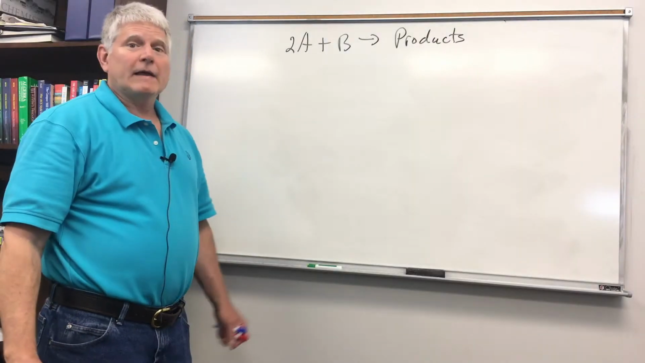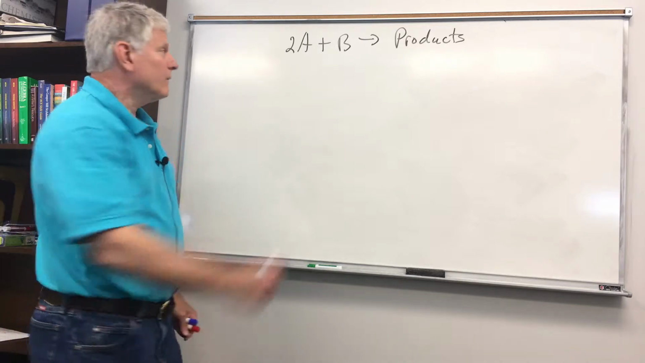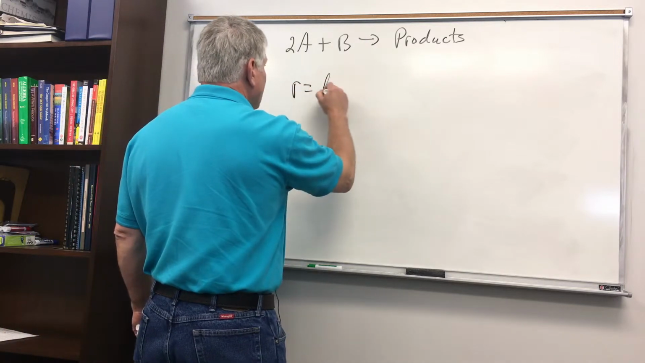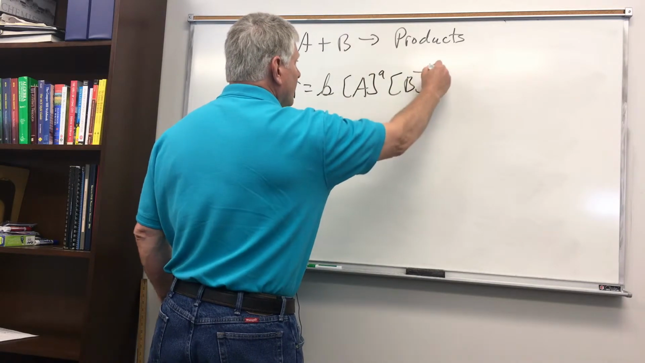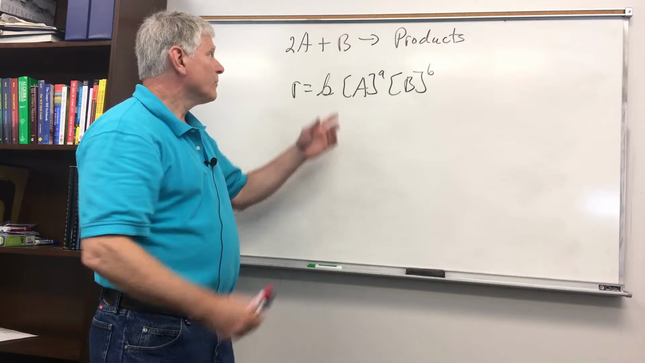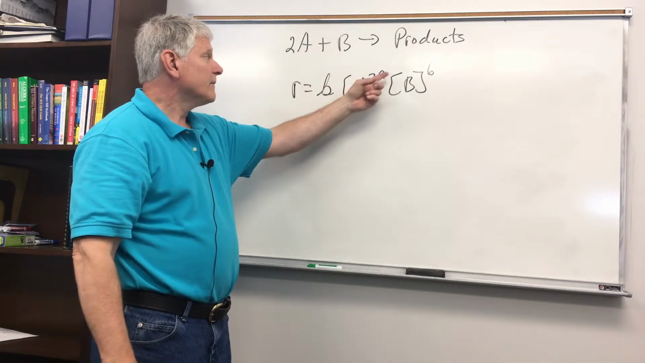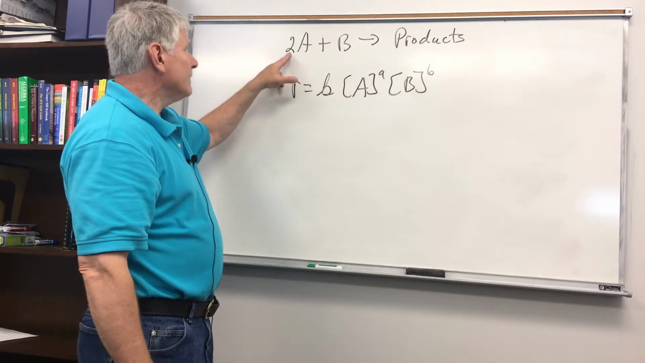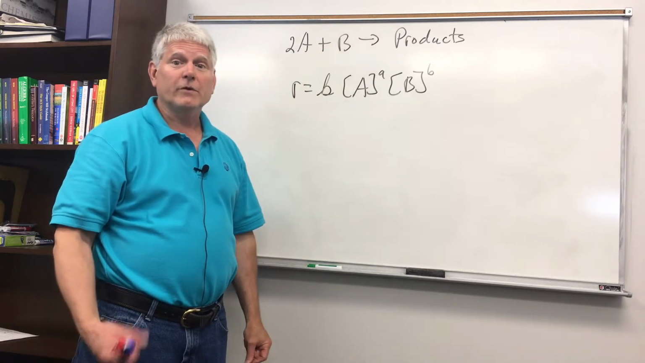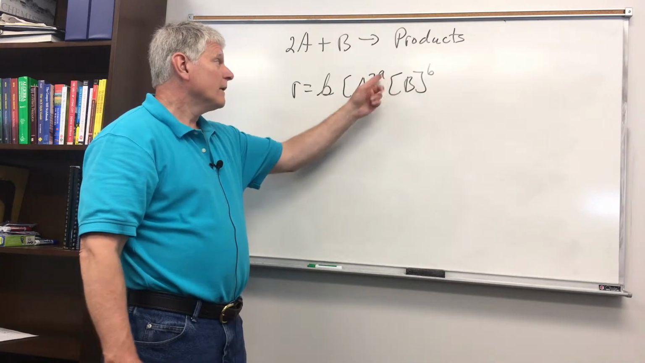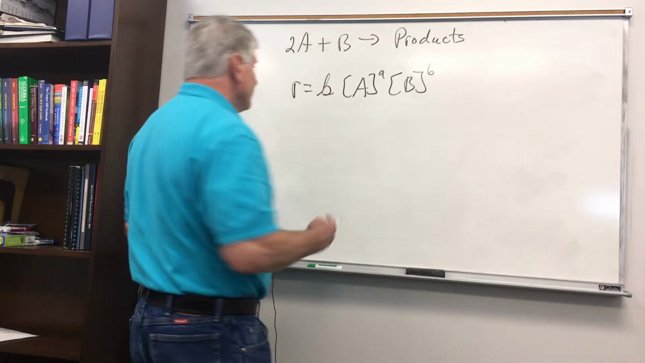So say I have a reaction, 2A plus B gives products, and I want to write the rate in some form, and I'll use this general form where I take the concentration of the reactants and raise them to some power. Now little a is not necessarily 2 and little b is not necessarily 1. We have to do experiments to determine what little a and b are. So here's an example of how to do an experiment.